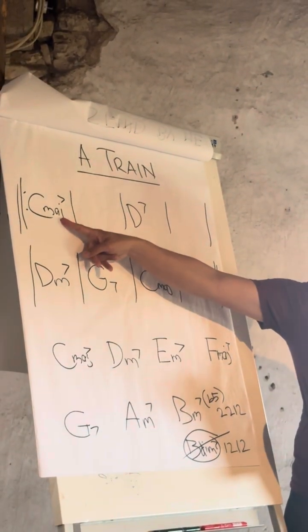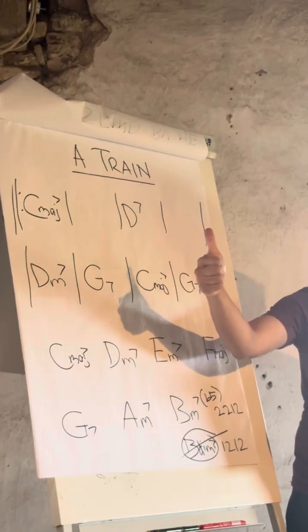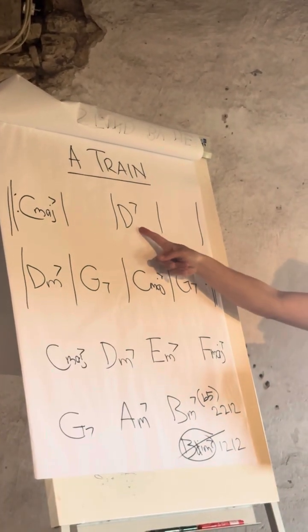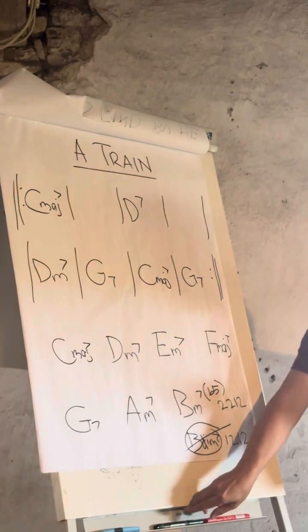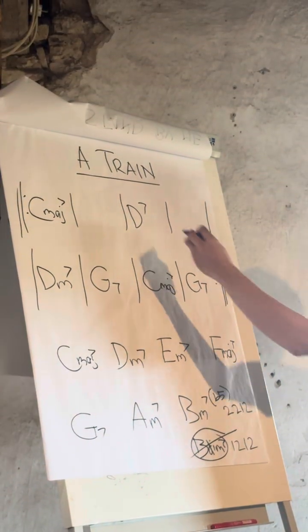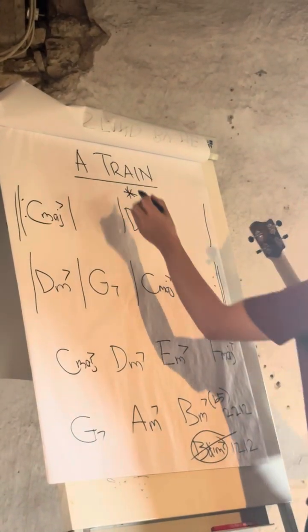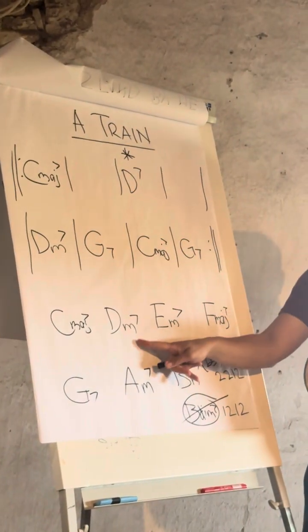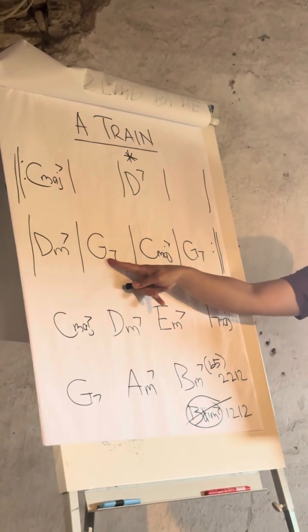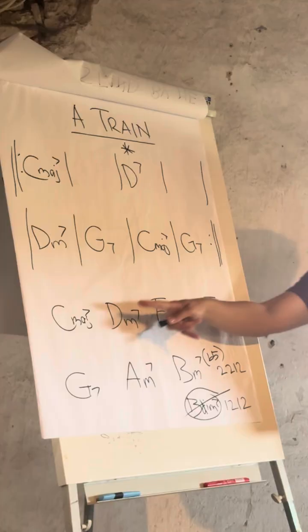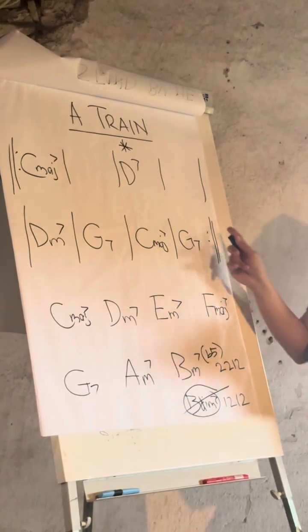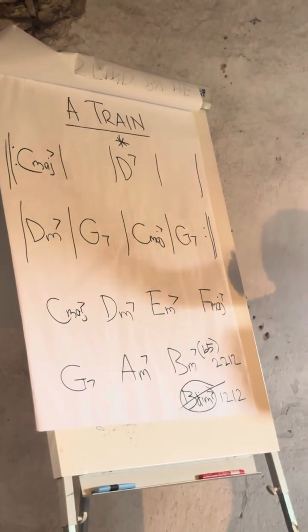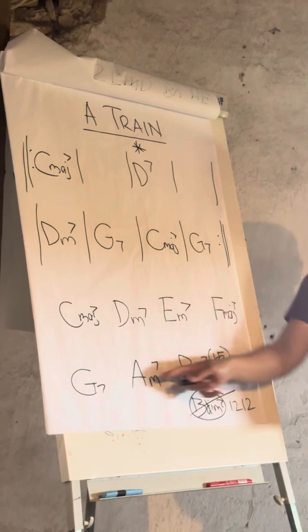So C major 7. Yes, that one's good. D7. No. So this is the big one. Let's put a little star there. We're going to come back to that. D minor 7. Yes, that one's good. G7. Yes. Good. C major 7. Good. And G7. So in this chord progression, there's only one chord that's not part of the key.